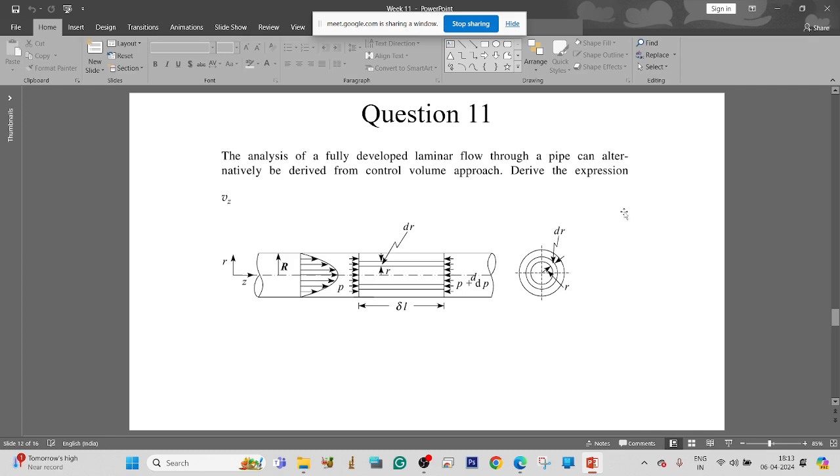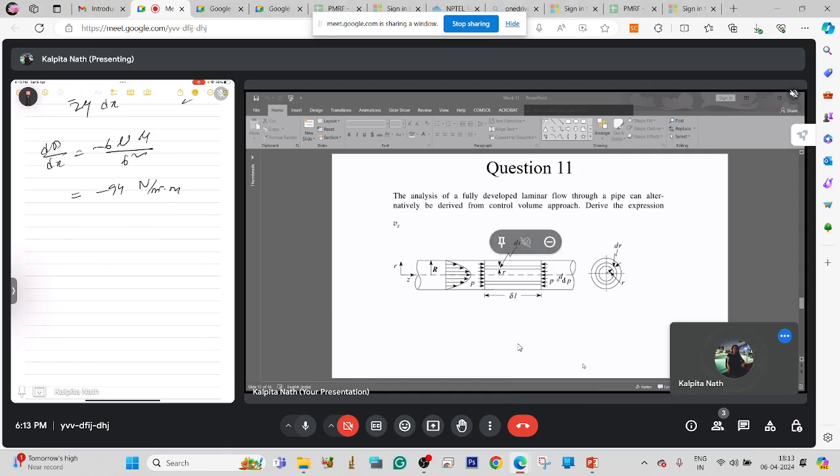Okay, so let's solve this. Get on the other screen. Okay, so I think the writing pad is visible and I'm properly audible.